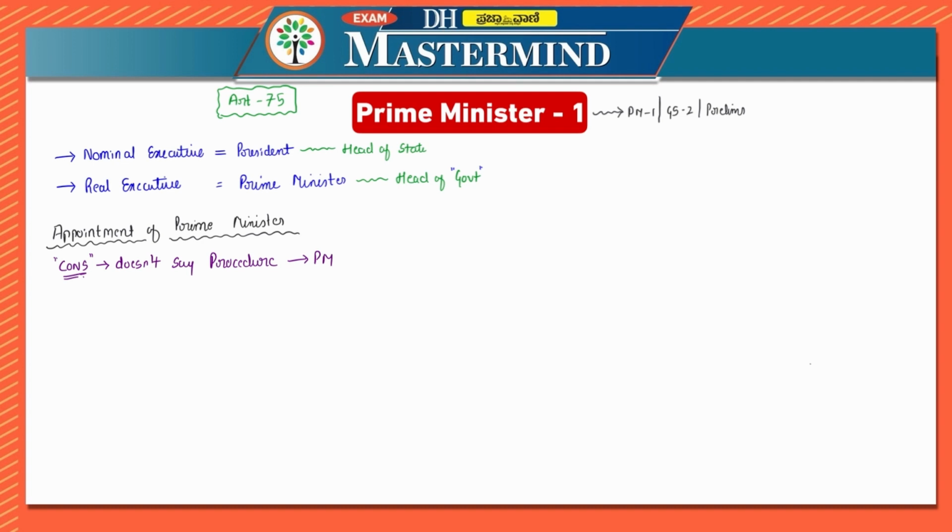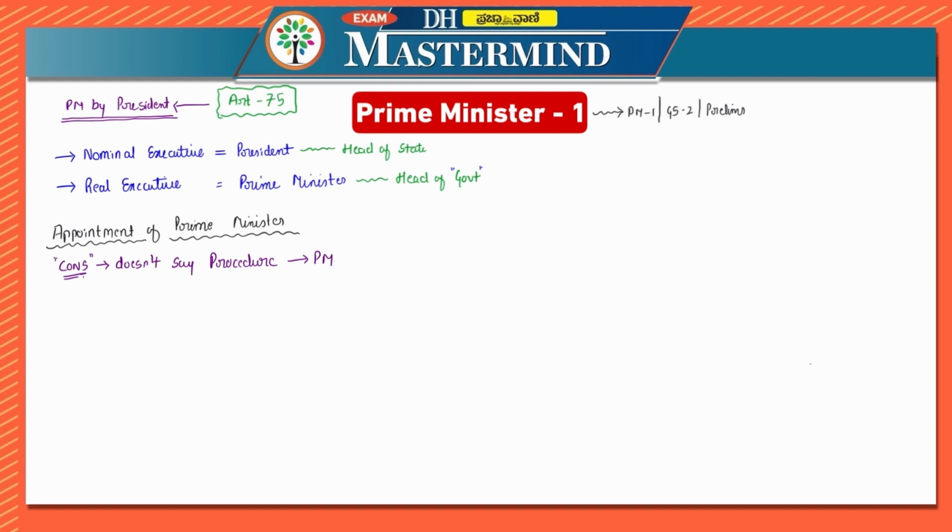Now in that case, Article 75 says that there shall be a Prime Minister who is appointed by the President. That is said in Article 75. So the Prime Minister is appointed by the President. Now on one side we are saying that the Constitution doesn't say the procedure for the appointment of Prime Minister. On the other side the article is saying that there shall be a Prime Minister who is appointed by the President.